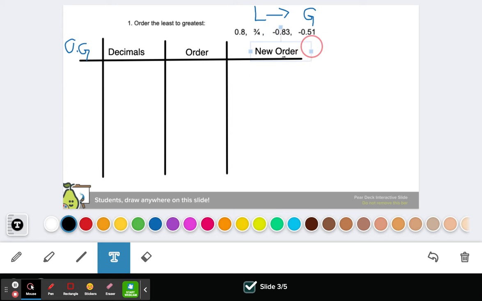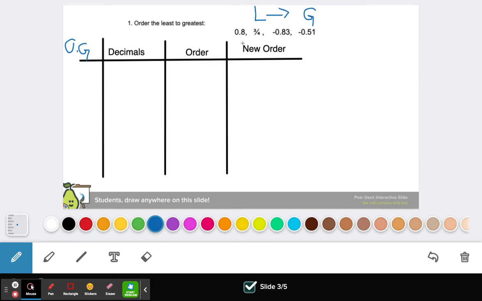Okay, so now that we have that going for us, let's go on with our numbers. So my first one is 0.8 tenths. Then my next one is 3/4. My next one is 0.8 the 8300ths, and my negative 0.5100ths.